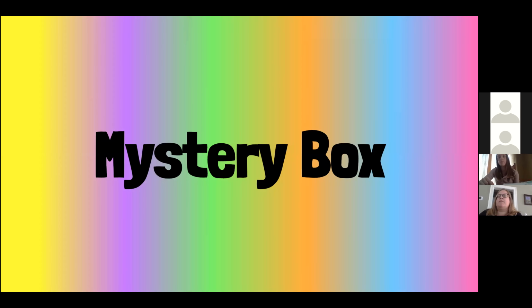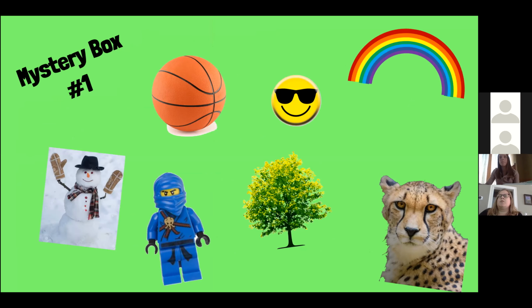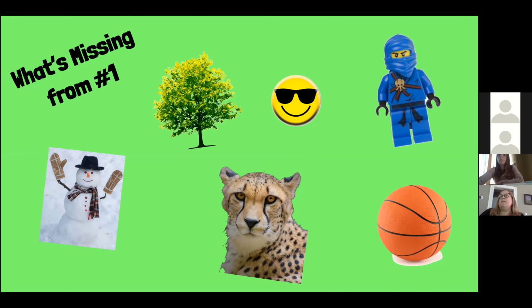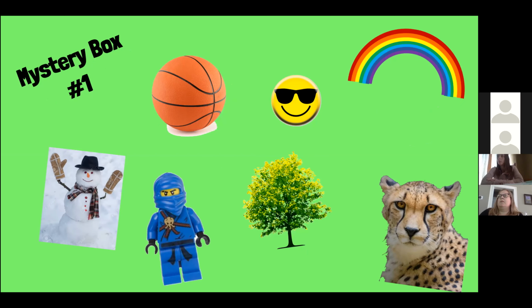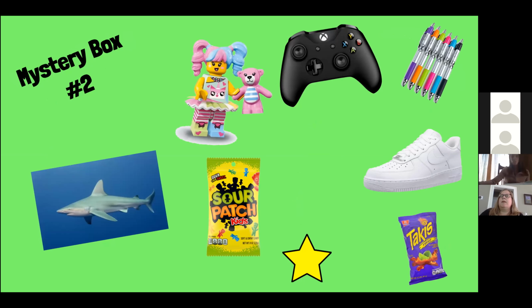Mystery Box, this was kind of a fun one. You can play that with pictures, or you can use things that you have in your house. So I'll show you an example. I did this with the kids and they really liked this one. If you use pictures, I'd show the screen and give them an amount of time to kind of memorize, let's say, like 30 seconds, 20 seconds. And then you go to the next screen and ask them if they can recall what was missing from the first one. So in the first one, the rainbow is missing in the second one. And the kids really liked doing this one. So there's a lot of those. I'm just going to skip through them really quickly.